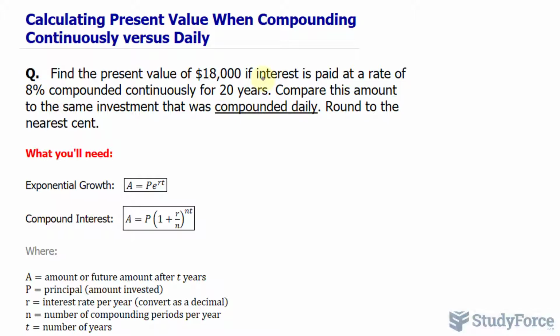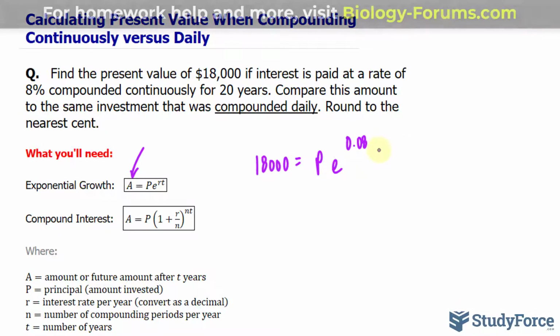For this, we'll use the exponential growth formula, and that's found right here. The amount that we owe is 18,000, so I'll set that as A. 18,000 is equal to P times e raised to the power of rt. r is the interest rate per year. In our case, it's 0.08. Make sure that you convert 8% to a decimal. Multiply by the amount of time, which is 20 years. We need to find out what P is. And that's not a problem.